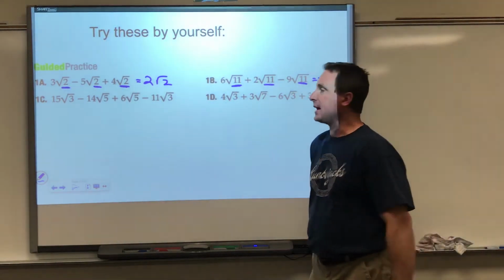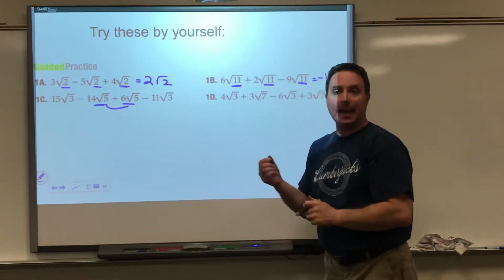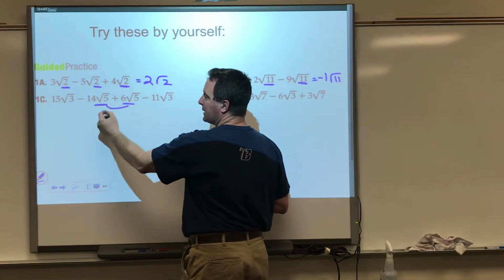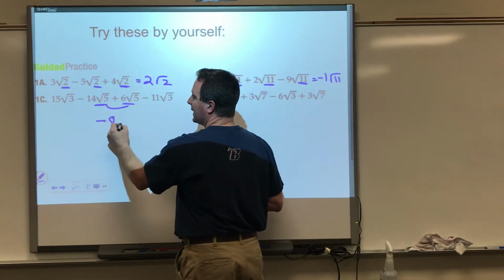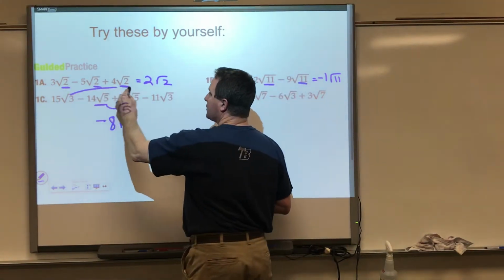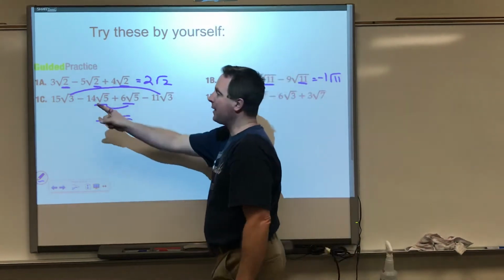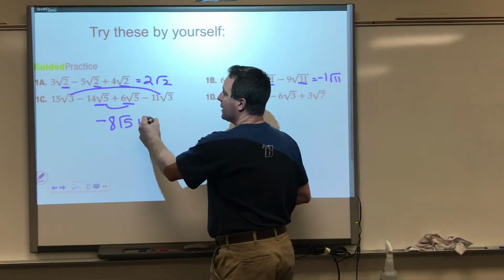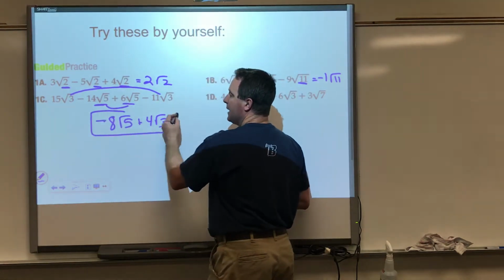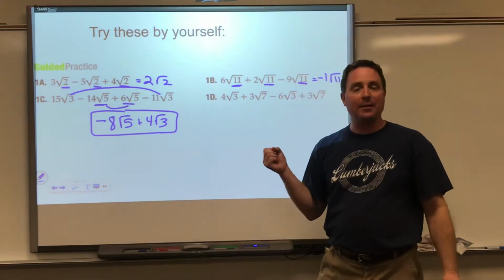Okay, now there's 4 terms there. Not all of them are the same. But if you look closely, there's some that are the same. I can add those together. They're both square roots of 5, and negative 14 plus 6 is negative 8 square roots of 5. And then also these 2 guys on the outside, they're both square roots of 3's. And I can combine them. 15 minus 11 is 4 square roots of 3's. Can we combine square roots of 5's with square roots of 3's? Nope. That's as far as we can go.